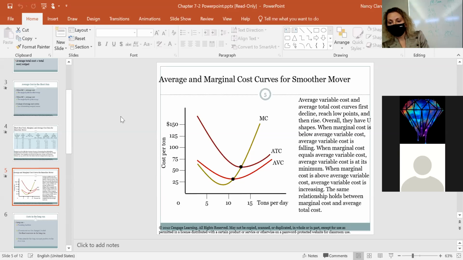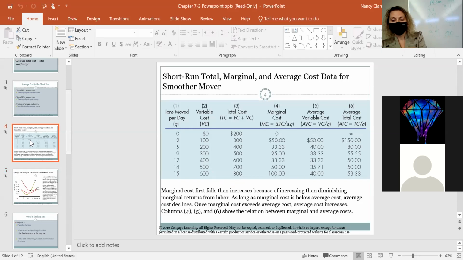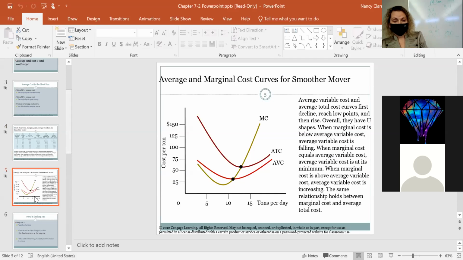If you understand what you're going to do on the worksheet, if you understand how to calculate these numbers and then how to graph them, you're good. You're good for chapter 8.